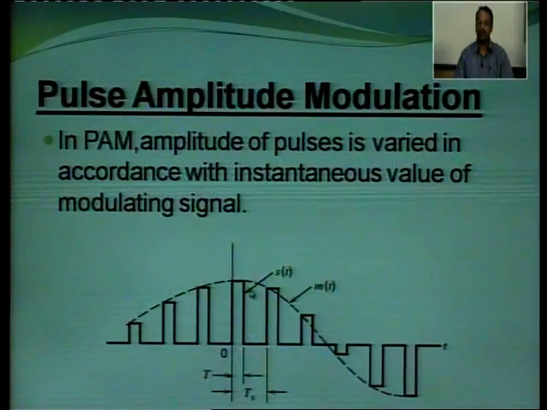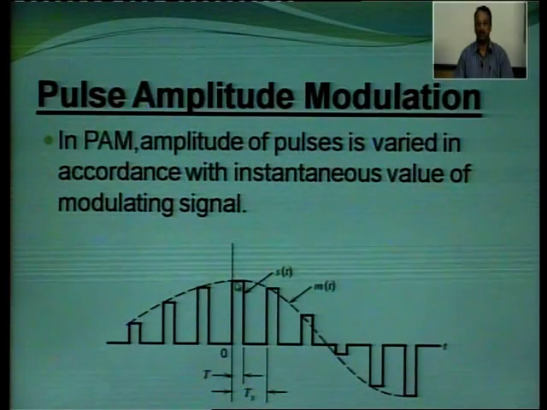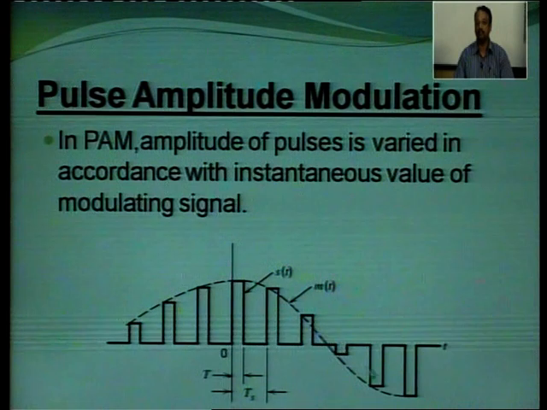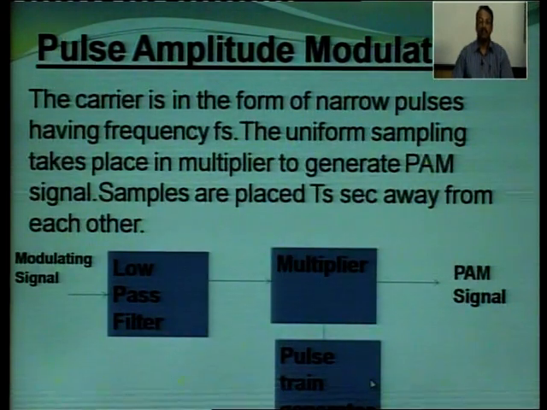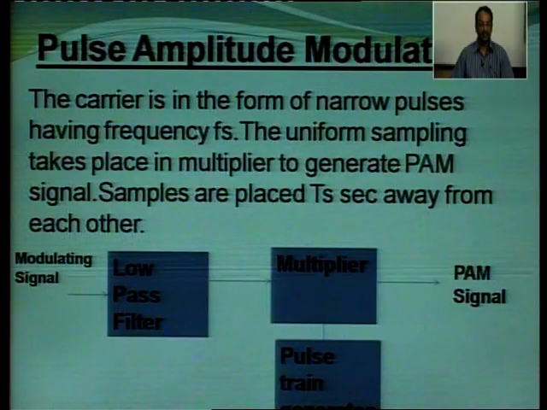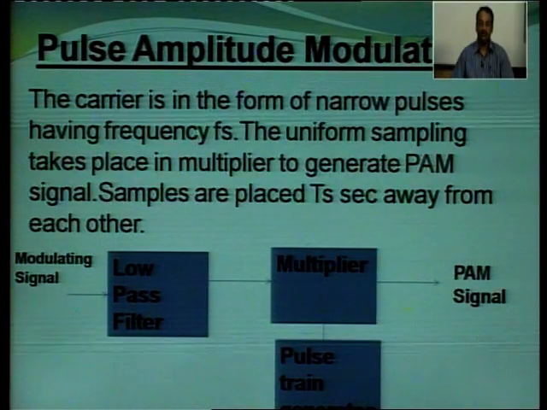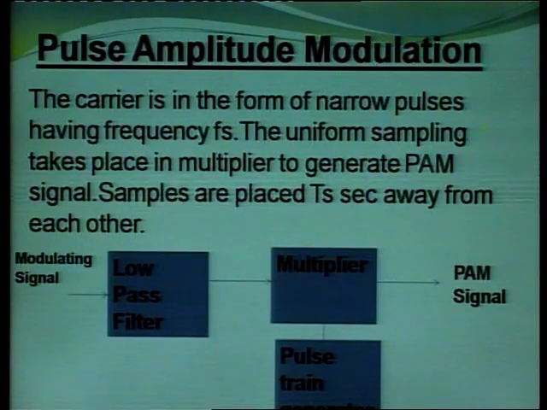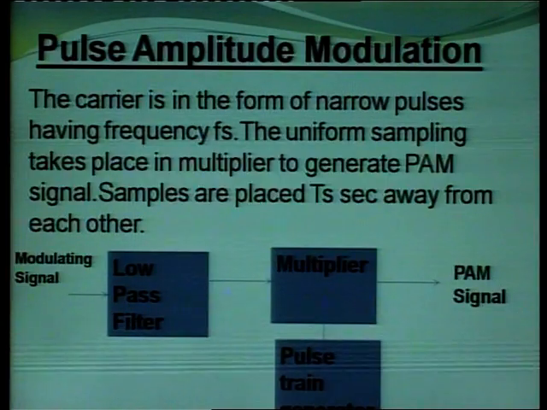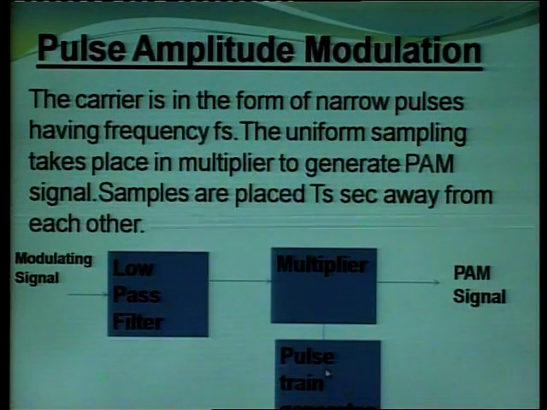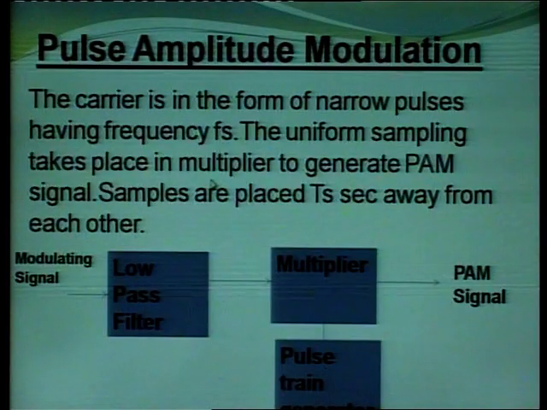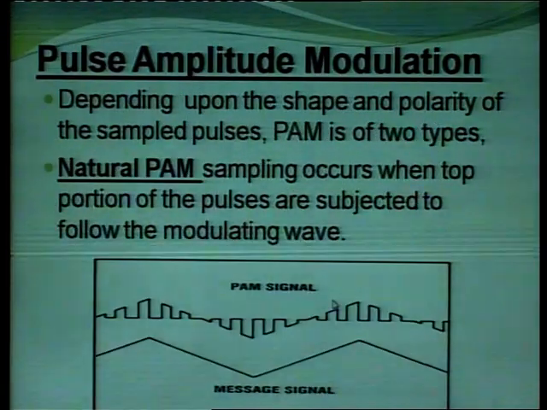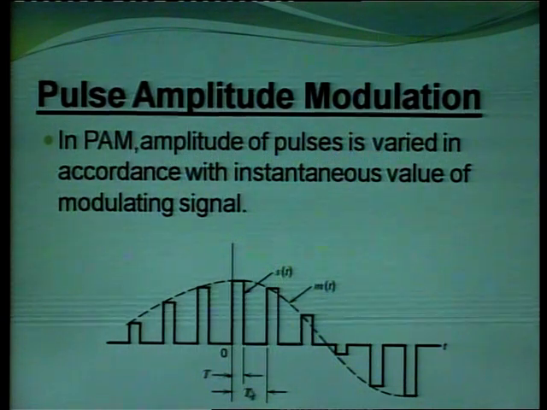So, here we show a flat top PAM because the top of each sampled signal is flat. The carrier is in the form of narrow pulses having frequency Fs. The uniform sampling takes place in a multiplier to generate the PAM signal. So, here we show a multiplier in which we multiply the modulating signal with a pulse train, a carrier signal having frequency Fs. So, samples are placed Ts away, the gap between different samples is Ts from each other.